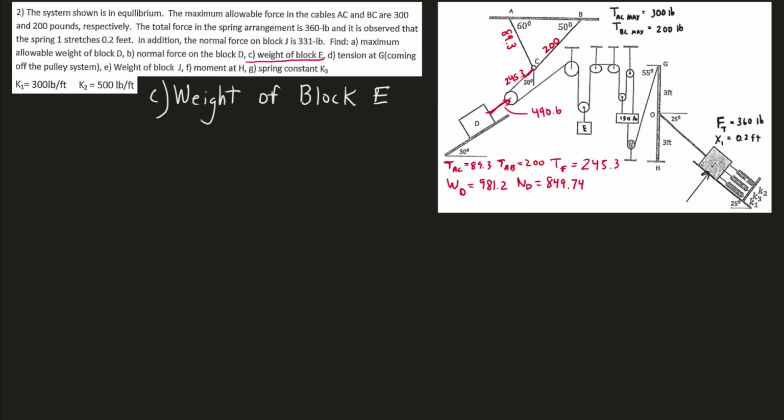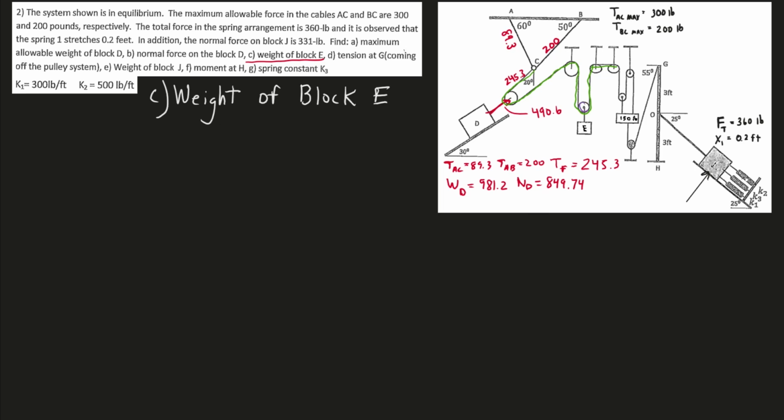Alright, part C, weight of block E. Here's block E right here. Looks like we're going to have to work our way through these tensions. So here's our 245.3 rope. All points on this rope are at 245.3 pounds. And it just keeps going, as you can see.